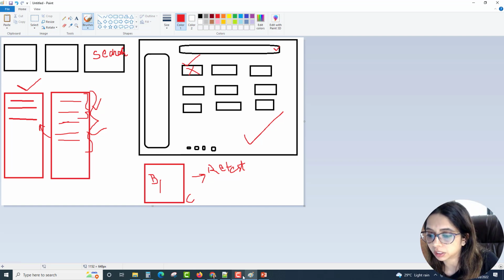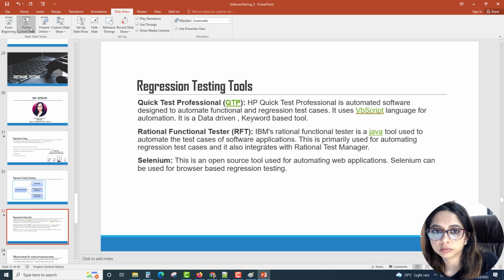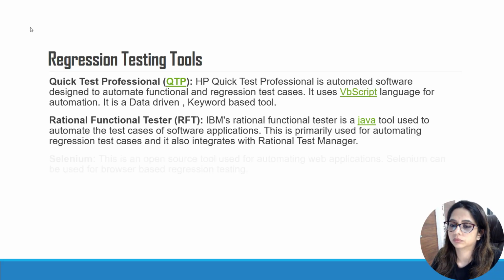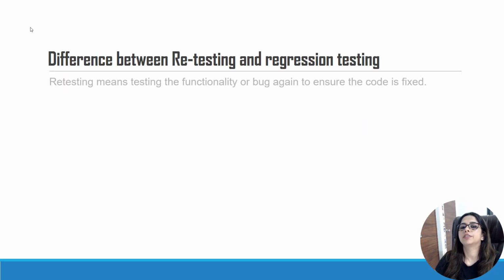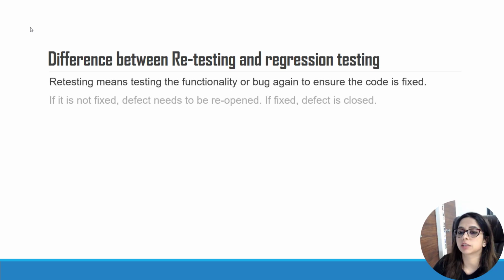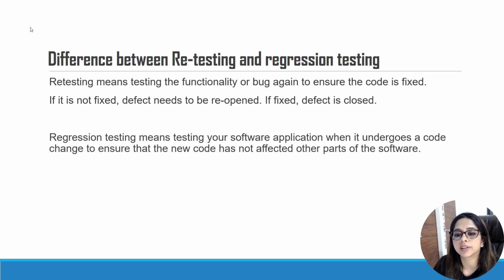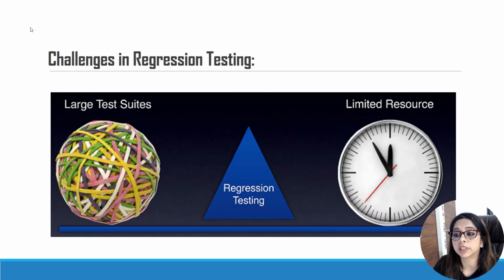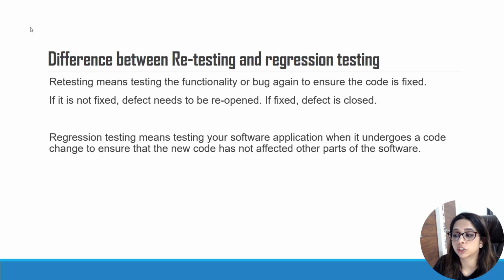Going back to the PPT. Difference between regression and retesting. Retesting means testing the functionality or the bug again to make sure that the code fix is working fine. If it's not, we'll have to reopen the issue. And regression testing is completely related to making sure that whatever changes our code has gone through, these new changes are not affecting the other parts of the software.